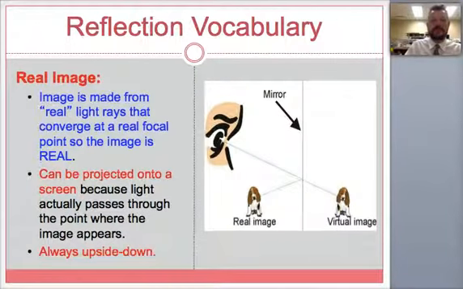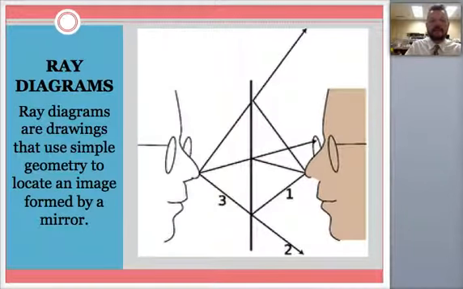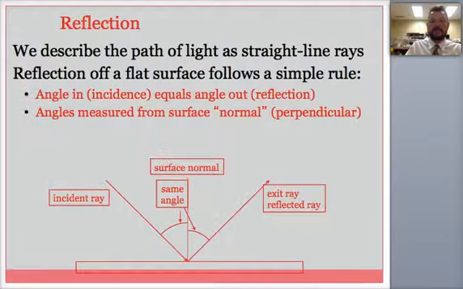A real image is an image made from real light rays that converge at a real focal point, and that is what makes the image real. It can be projected on a screen because light actually passes through a point where the image appears, and it is always upside down. Ray diagrams are used to represent an image, and you use simple geometry to locate the image formed by the mirror.